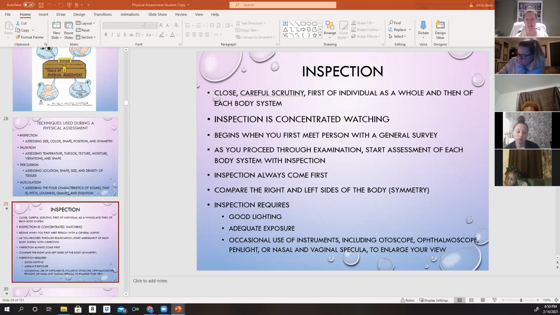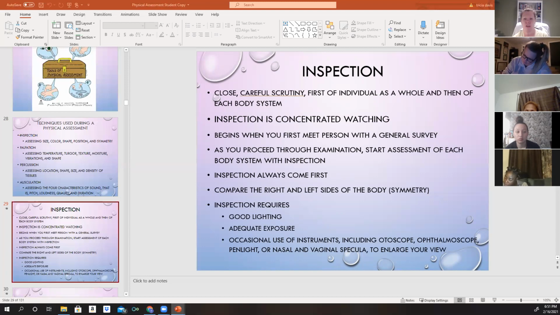So inspection is just concentrated watching. This is where you're just looking at every single body part that they have and making sure that you're inspecting. This begins when you first meet the person with that general survey. When you're talking to them and assessing by communicating with them, you're assessing their neurological status, but you're also looking at their skin, their mouth, their eyes, their pupils. You're doing a lot of things at once and you don't even realize it. Students get really overwhelmed because they think there are so many parts of the assessment, and really you're doing so many things at one time that you don't even realize it.